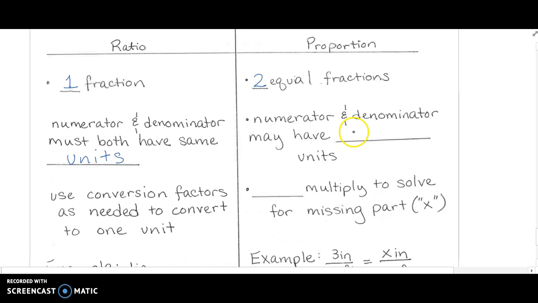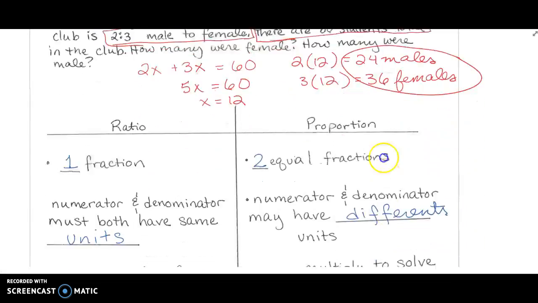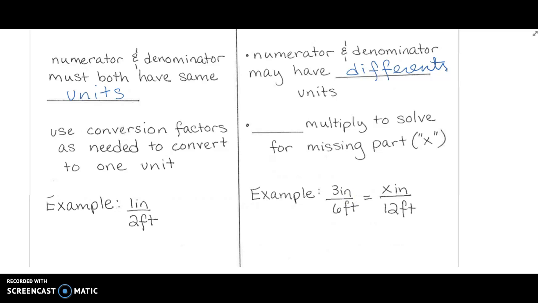But keep in mind, in a proportion, we had different units, right? We had females and males. Did we have anything else? Like feet and inches or anything? I don't know that we did. But they can have different units in the numerator and denominator on a proportion. So with a ratio, we had to use conversion factors in order to get it all to one unit. In a proportion, we cross multiply in order to solve for the missing part.